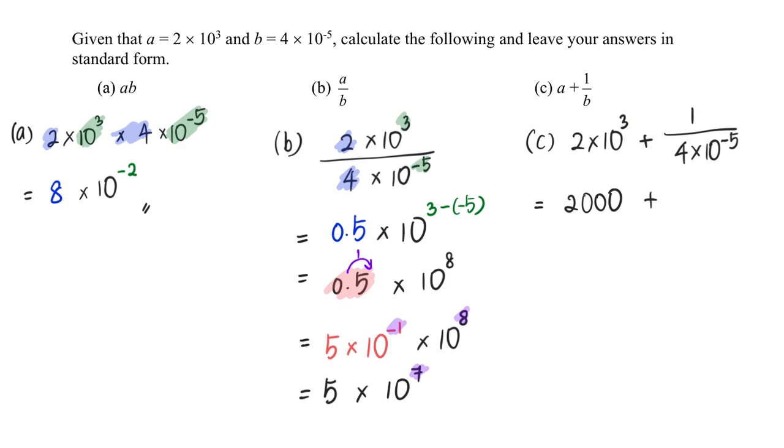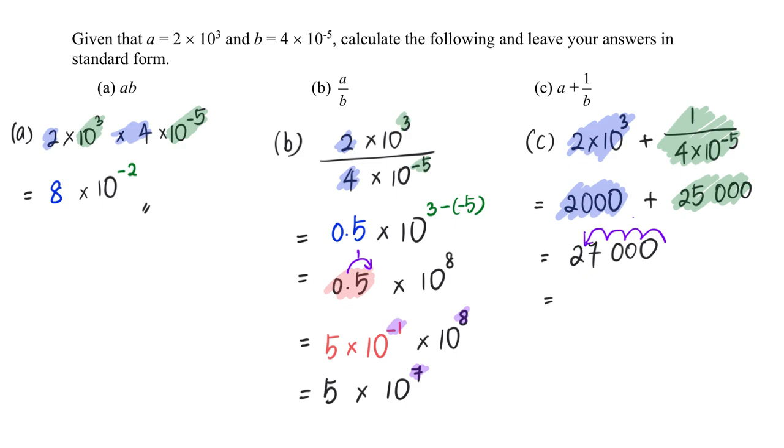And so this is equal to this, and the other one is actually equal to 25,000. So when I add them up, it will give me 27,000, and I'm going to write it as standard form: 2.7 times 10 to the power of 4. With that, we have come to the end of this example. Let's move on to the next example.